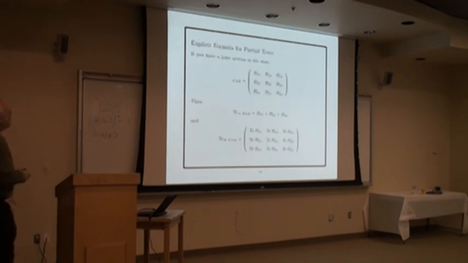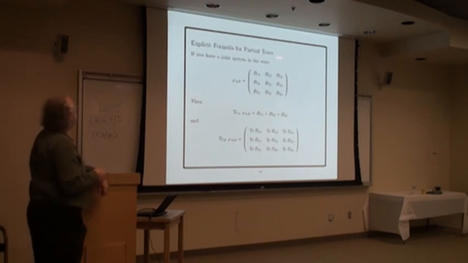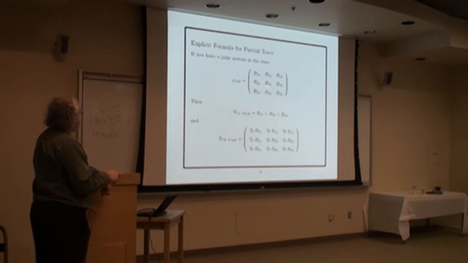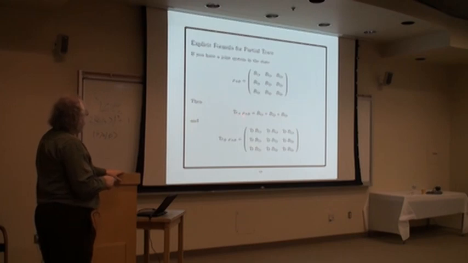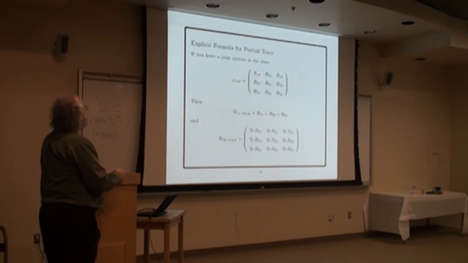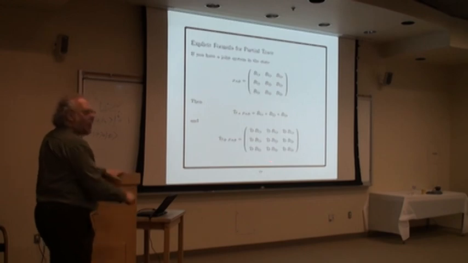And if you refer to an explicit formula for the partial trace in terms of the matrix, suppose you have a joint system, and the density matrix looks like this: B11, B12, B13, B21, B22, B23, etc. Then the trace on A of this thing, you want the result to be something in state B, which is just B11 plus B22 plus B33. And the trace on B, you just take the trace of each of the matrices here. So now this is a density matrix over the system A.